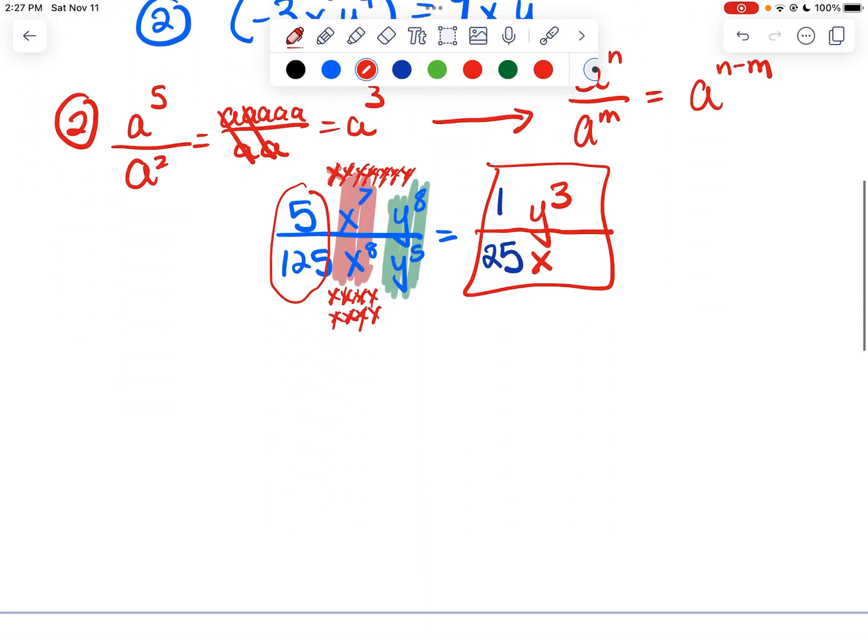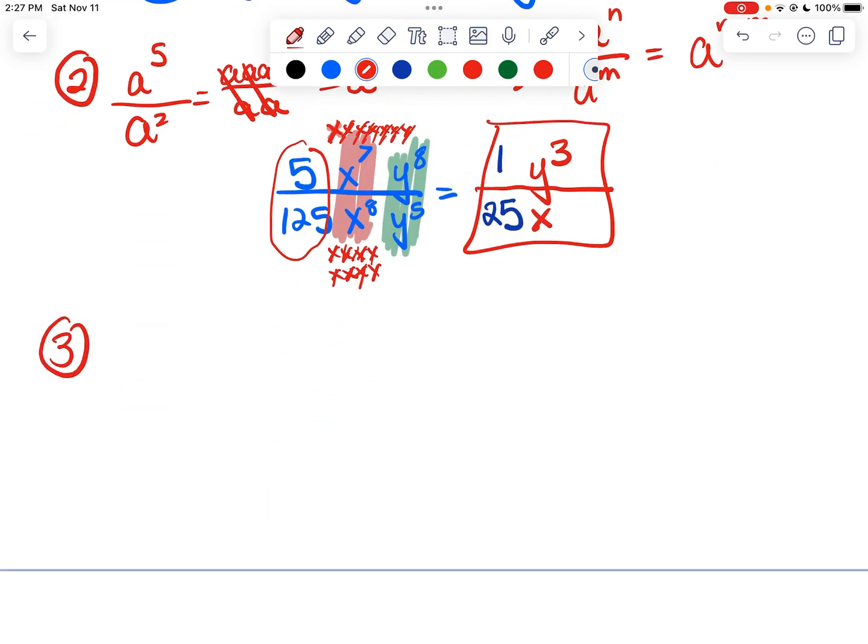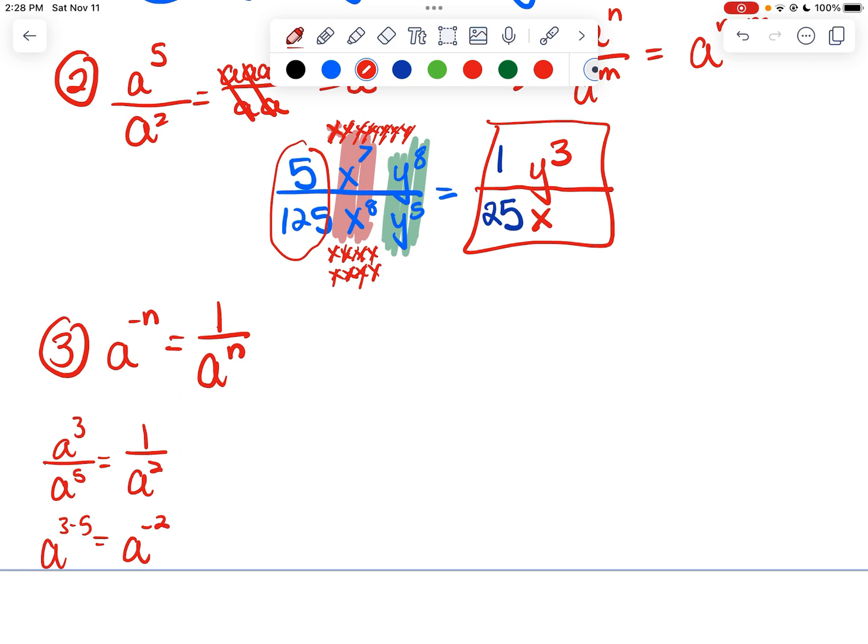All right, so what is our rule for negative exponents? If you remember, a to the negative n, to make it positive, is 1 over a to the n. Think about what we did above. If we had a to the third over a to the fifth, that would be 1 over a squared. But our rule was to subtract 3 minus 5, so that's a to the negative 2. So we flip that. All right, and that's our rule there.